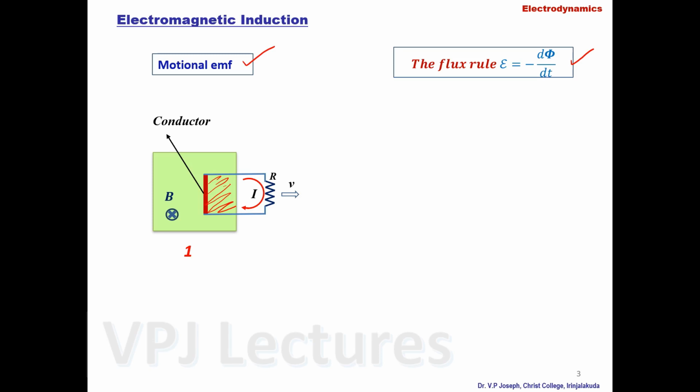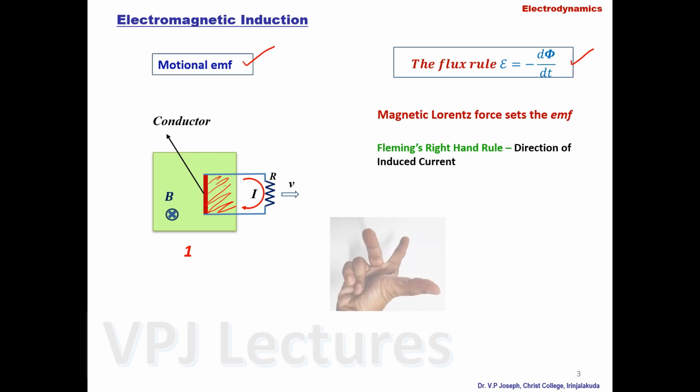So in this case, what actually happens is the circuit is moving, and the magnetic Lorentz force comes into the picture. That means we can consider the free charges present on the conductor, which are moving. So what happens when a charge moves in a magnetic field? Then immediately the Lorentz force comes into the picture.